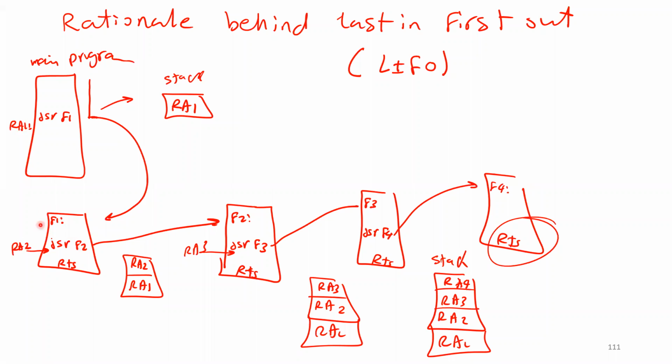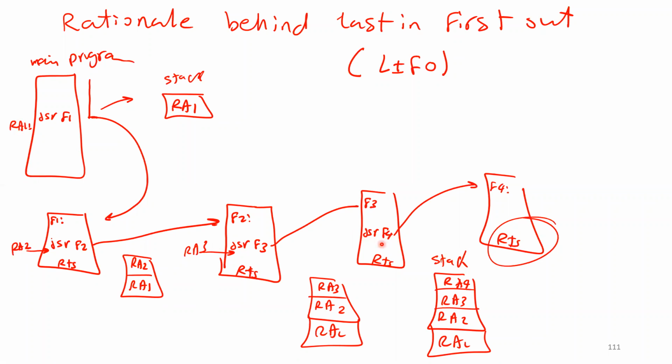Assuming when I go to F1, F1 is going to call F2. So this return address also has to be stored in the stack. Now the stack has RA1, and it should also have RA2 for when I return from here to here. Same thing when I call this one: the stack should have RA3. And then when I call this one, it's going to call this function, so the stack now has RA4. So now I push this return address, then this one, then this one, and this one.